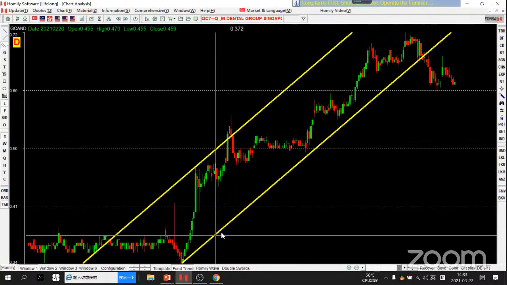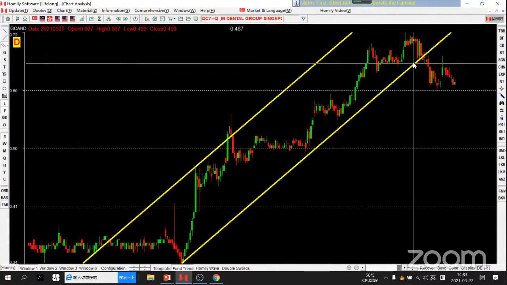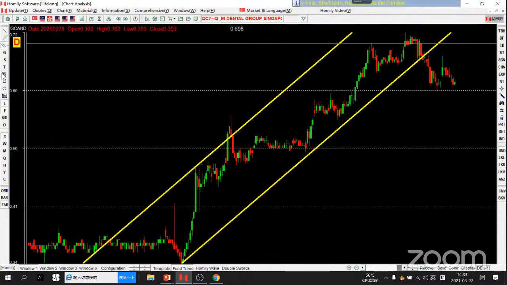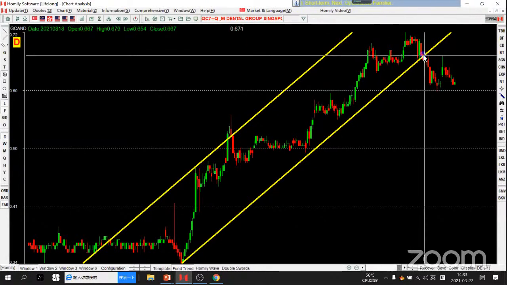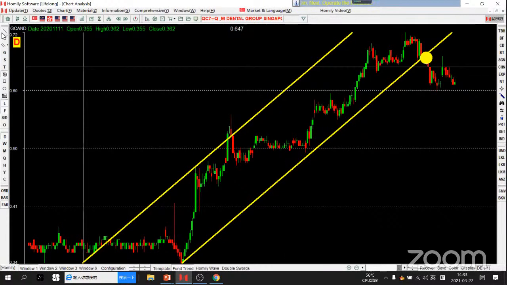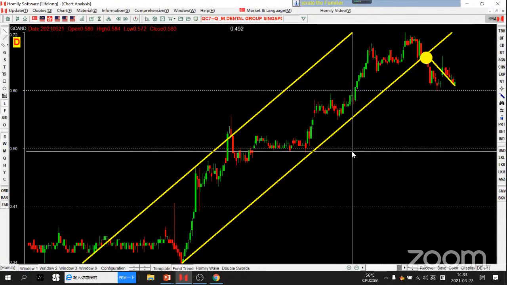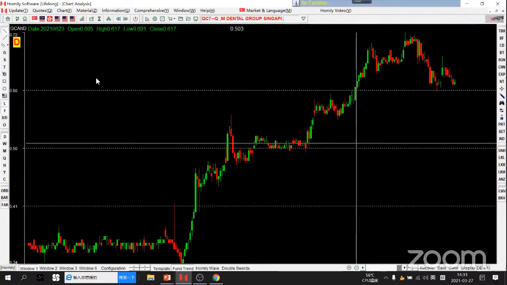So previously, this Q&M moved along the upper channel line, but now the share has actually already broken down the lower channel line. So this is a reversal already. All right. Okay.